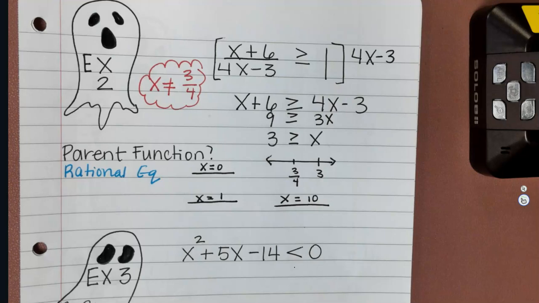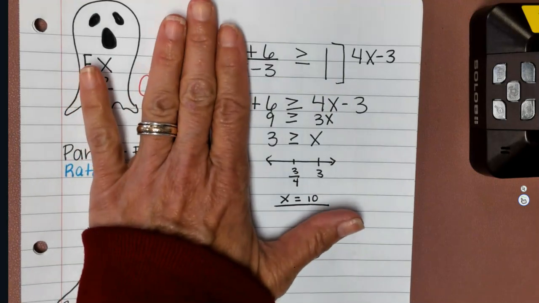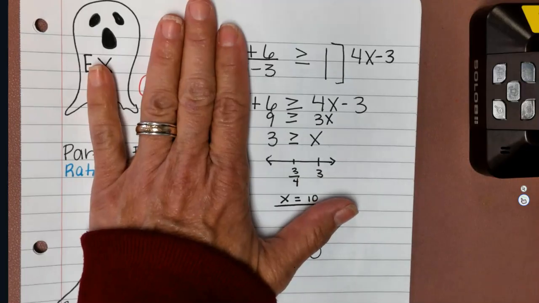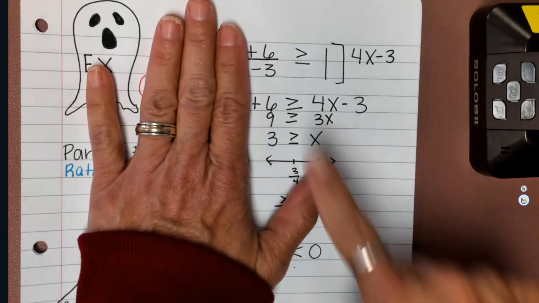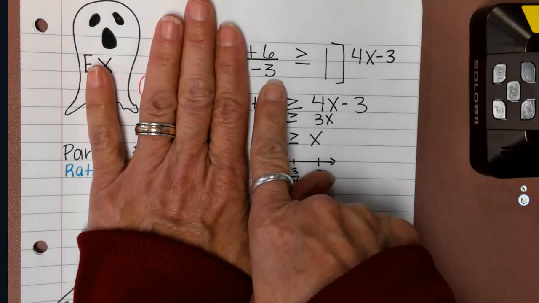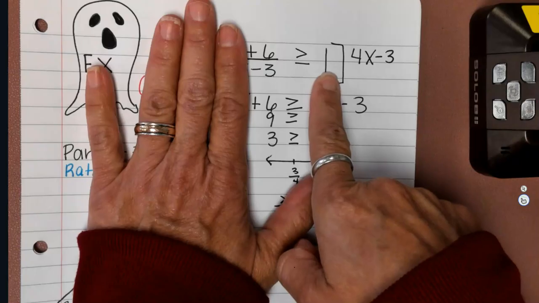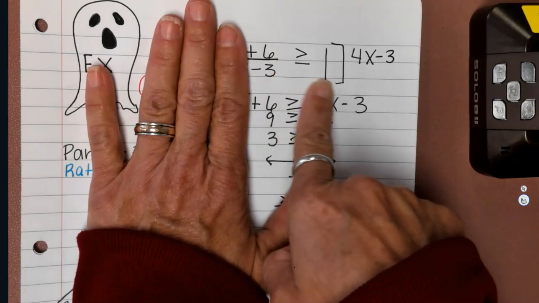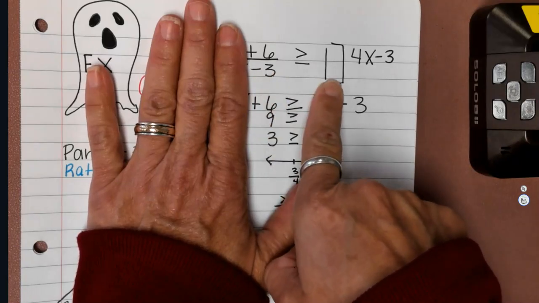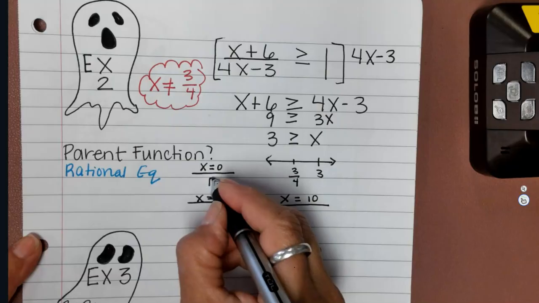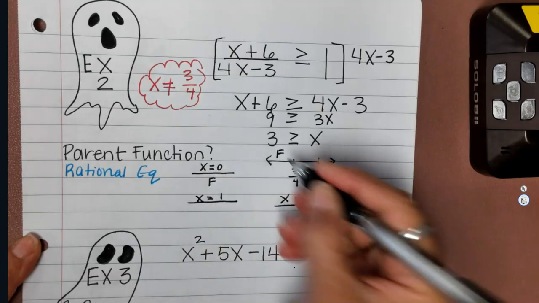All right, x equals 0. Well, those just go away at the top. And that's going to be 6 over negative 3. 6 divided by negative 3, y'all, that's negative 2. Is negative 2 greater than or equal to 1? Is that a true number sentence? It's not. Thank you, Gabby, for answering me. This is false.